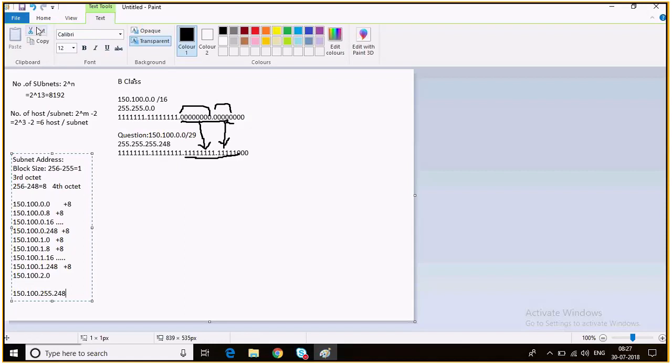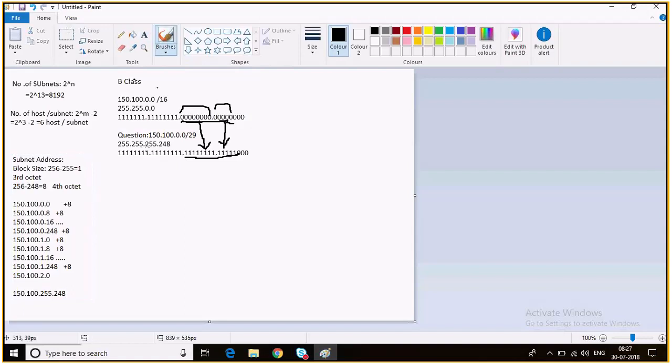Right. So these are the number of networks, and if we calculate this number of networks here, the total number of networks we'll have is 2 raised to 13 networks, right?